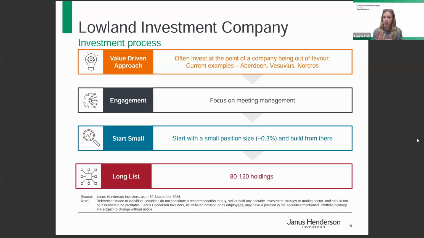In the case of Vesuvius, which is a steel consumables company, it was EV to sales. So EV is market cap adjusted for debt, and we're just comparing it to the turnover of the company. And in that case, you were paying less than £1 for each pound of sales. And for a company that's talking about making a teens margin, we thought that looked attractive.